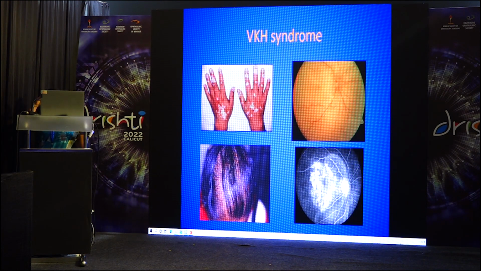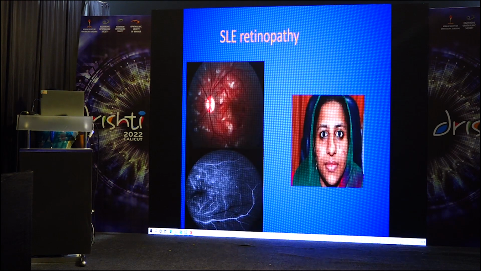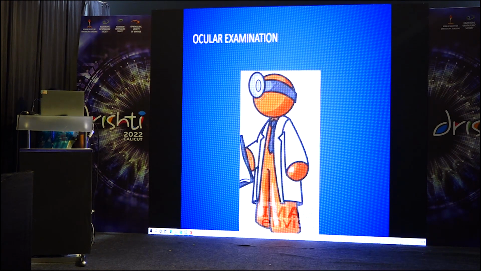Next comes another pan-uveitis with exudative RD and disc edema. The patient had alopecia and vitiligo. Here the diagnosis is VKH syndrome. Another young lady presented with occlusive vasculitis. She had a malar rash-like picture. So that was an occlusive vasculitis of SLE retinopathy.